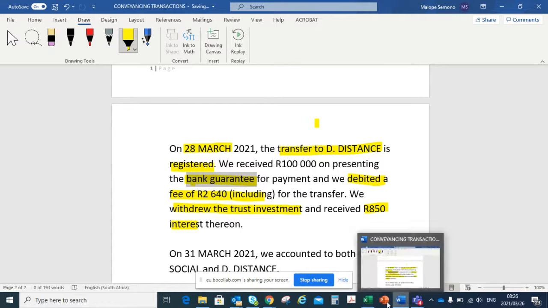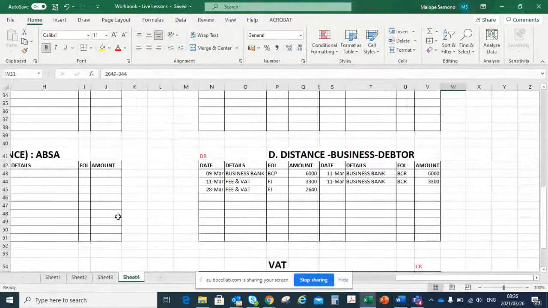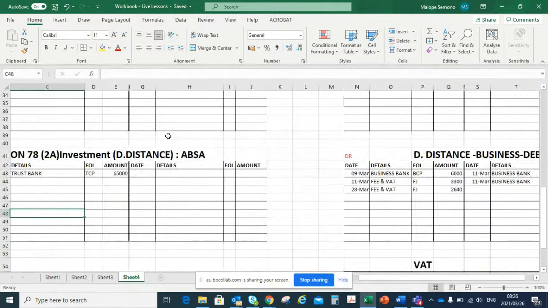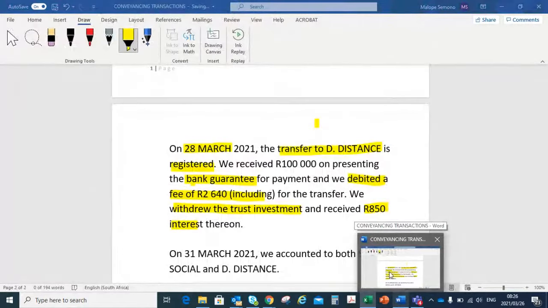So what I need to do, I need to go back. We received 850 as what? As the interest. So we must go back to the investment because remember we invested how much? 65. So now we have got to withdraw. We're gonna get our 65,000 back together with the interest of 850. If you can check here. So the interest was 850. So now I must make sure that I withdraw from the investment.